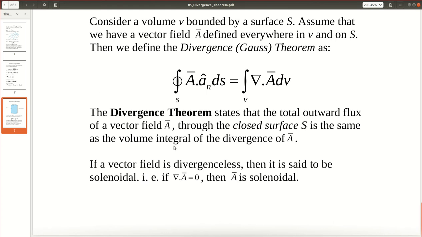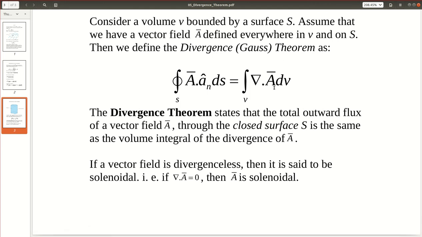It is equal to the volume integral of the divergence. So I have the divergence here, and if I take the volume integration over this, it is the same as the total outward flux of the field over a closed surface, not an open surface. It is the same as the volume integral over the divergence. This is the theorem.